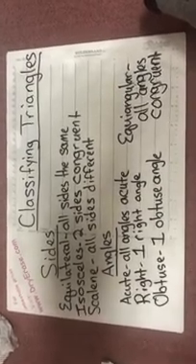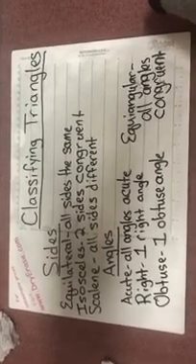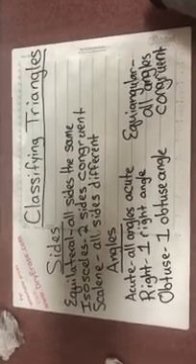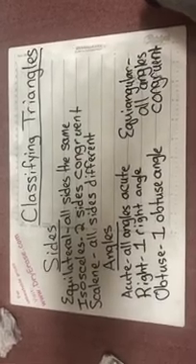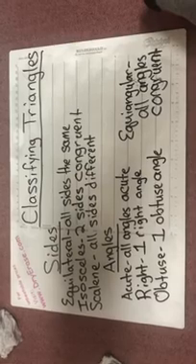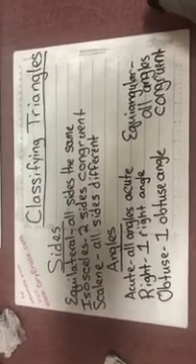You know what a triangle is. I don't have to explain that. It's a closed three-sided polygon. We can classify triangles by their sides. We have equilateral triangles where all sides are the same length. We have isosceles triangles where at least two sides are the same length.